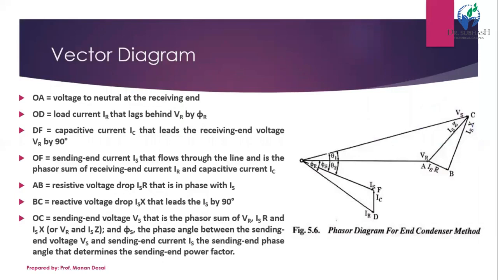So students, here we conclude this topic. This is the end condenser method, but it is not an accurate method. So normally we use the T model or pi model for medium transmission line calculation. So we are not going further into details of the end condenser ABCD parameters.